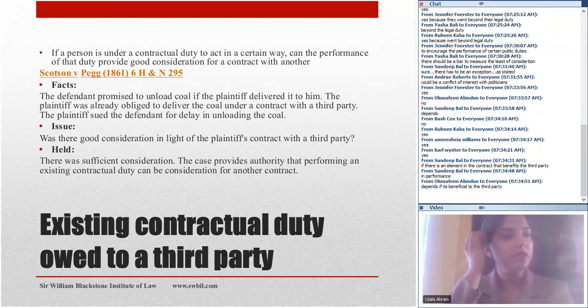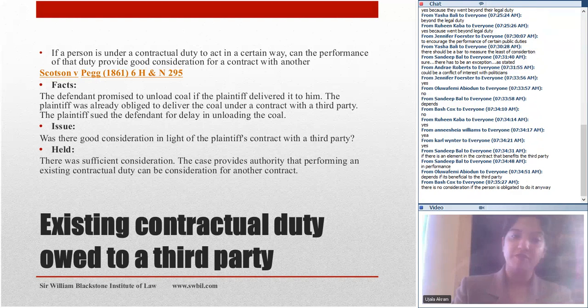The case here is Stilk versus Myrick. Sorry, Stockton versus Peg. And the facts of the case are that defendant promised to unload coal if plaintiff delivered it to him. The plaintiff was already obliged to deliver coal under a contract with a third party. And plaintiff sued the defendant for delay in unloading the coal. Okay, so the issue was, was there good consideration in light of plaintiff's contract with a third party, and it was held that there was sufficient consideration. This case provides the authority that performing an existing contractual duty can be consideration for another contract.